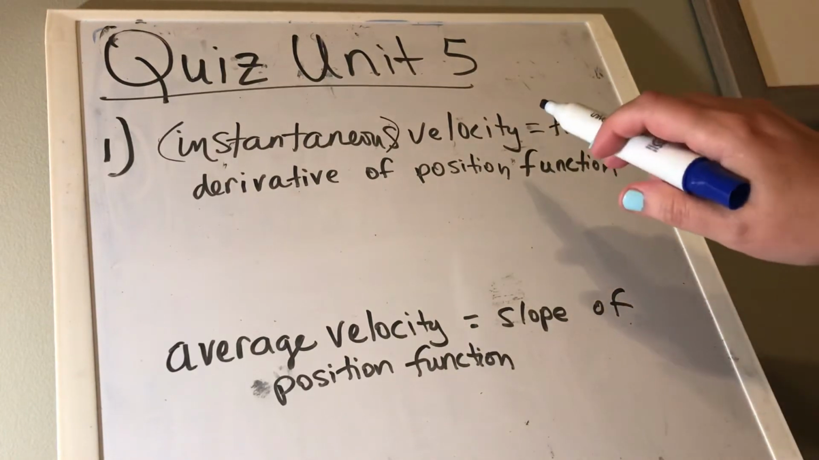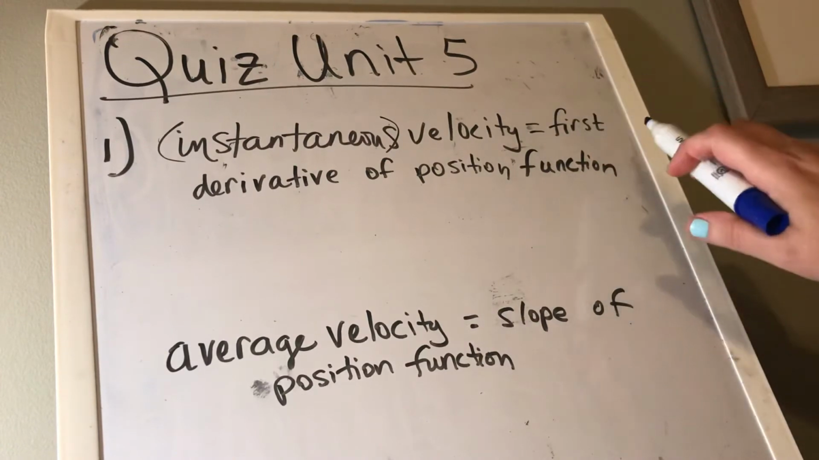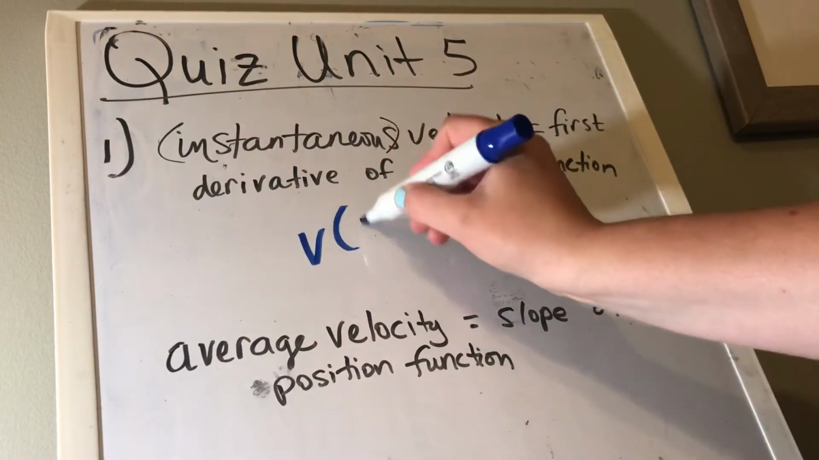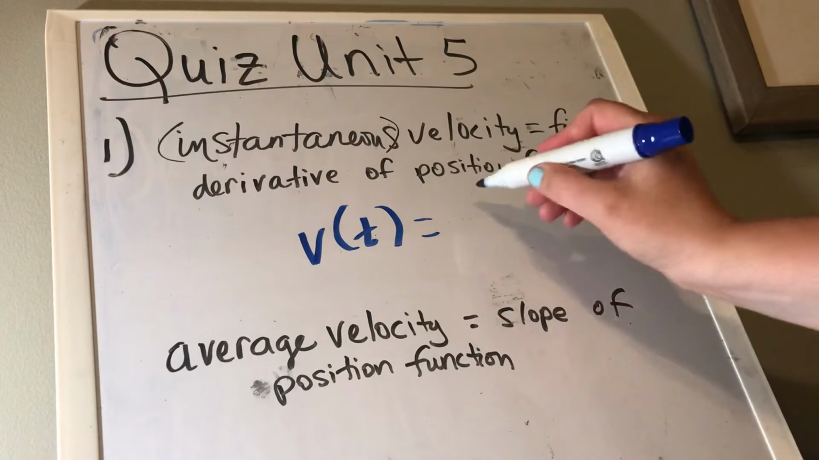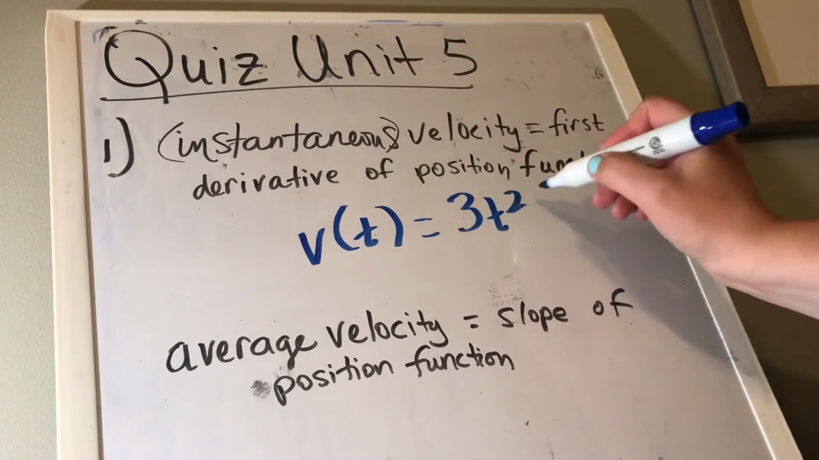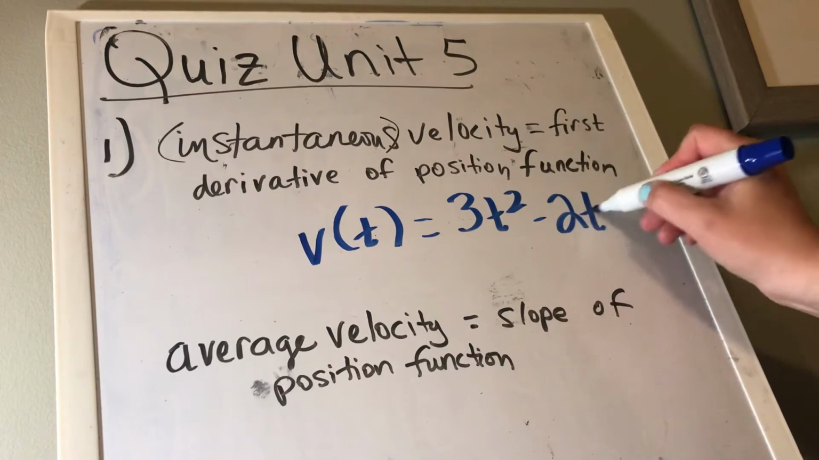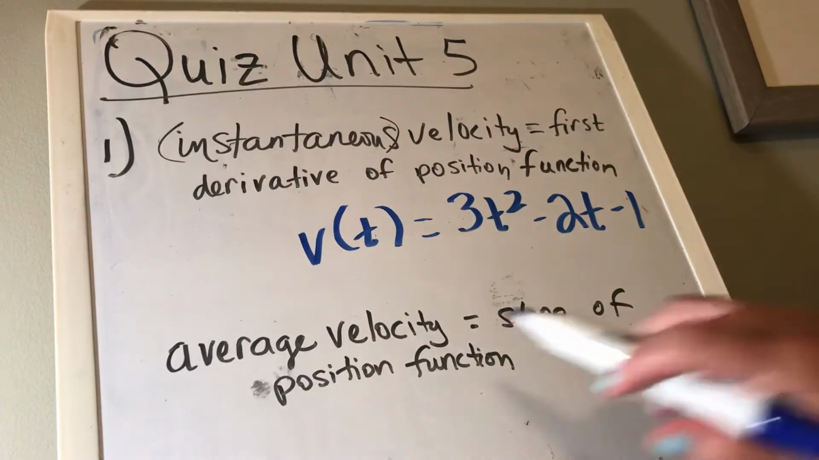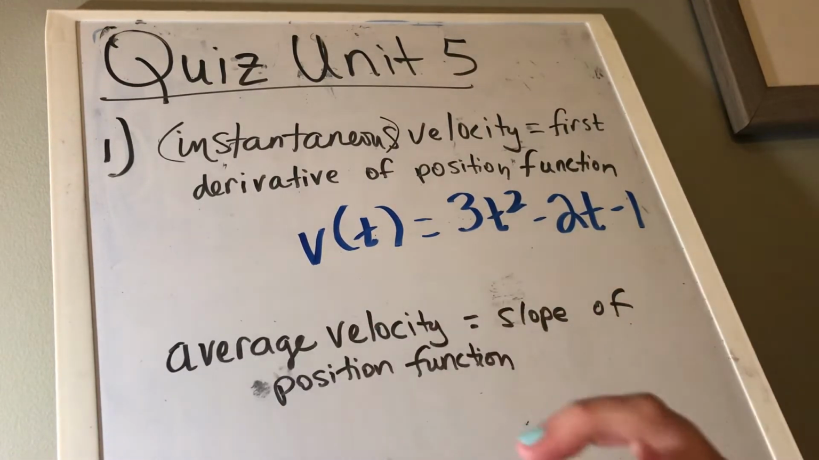On number 1, instantaneous velocity is the same thing as the first derivative of position, and you are given that. You don't have to find that. So the velocity is 3t squared minus 2t minus 1. Anytime you see just plain velocity, instantaneous is implied. Average velocity is where you take the slope, just a good old-fashioned slope, of the position function. So remember, if you ever see the word average, that is never, never, never involving a derivative.